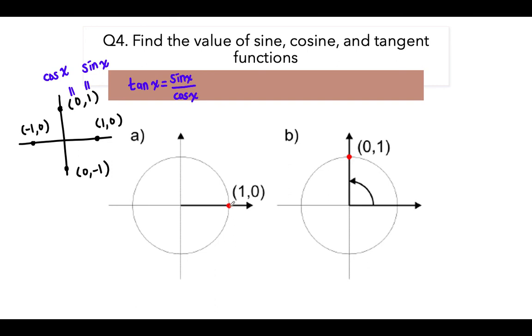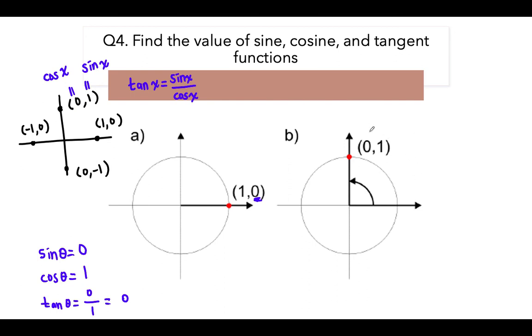Okay. So in this case, for letter A, sine of, let's say, theta is equal to, you have to look at 0. That is the ratio for sine. So it's going to be 0. Cosine theta is going to be the x value, which is 1. And tangent is going to be sine over cosine. So it's going to be 0 sine over cosine 1, which in turn means 0 for tangent.